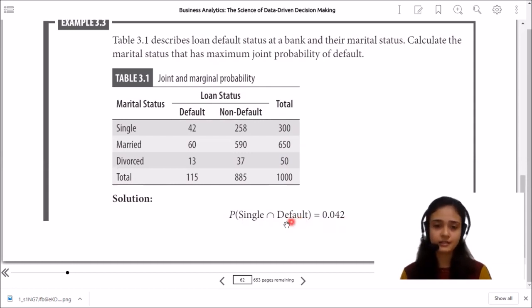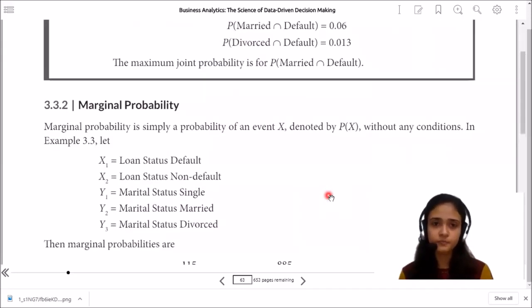How am I getting this answer? Let's see. Single is over here and default is over here. So its intersection point is over here, that is 42. So to find out the joint probability, I have to write down the number of observations of A intersection B, that is single intersection default. The number of observations is 42, divided by total number of observations, 1000. So I got the answer as 0.042.